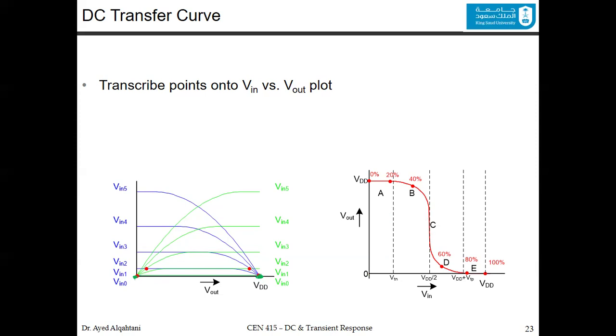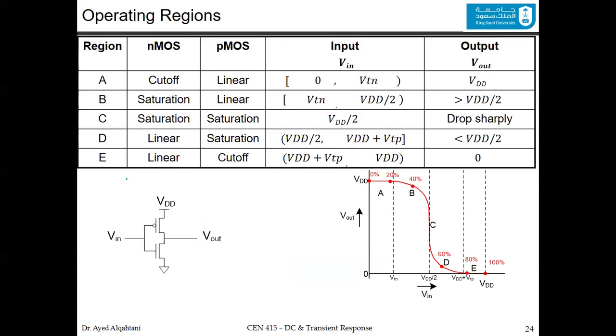The thing that I just discussed with you is summarized in this table, where you have the regions A, B, C, D, and E, and the NMOS and PMOS operating modes. In A, it's cutoff for the NMOS, and the PMOS is linear. You can continue for the other regions. The inputs, which is the x-axis, are from 0 to V threshold of n. Here it's from V threshold n to VDD divided by 2. Notice that it's a parenthesis here, so we don't include VDD divided by 2. Similarly, this is the next region and the next region, and they are indicated over.